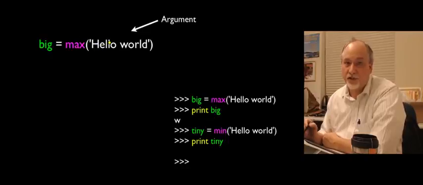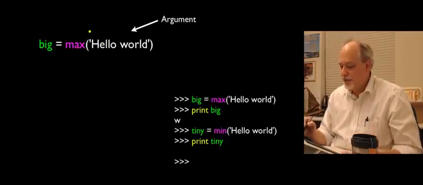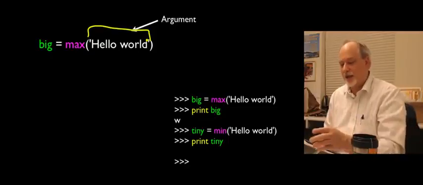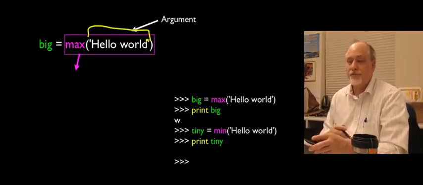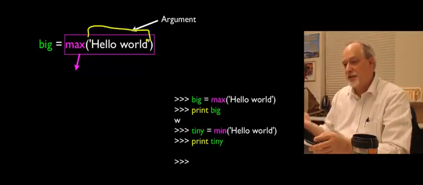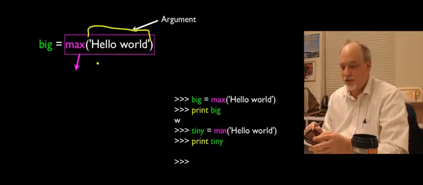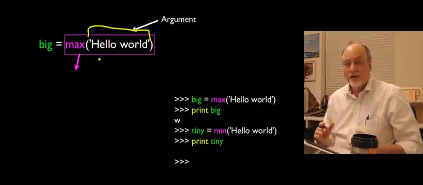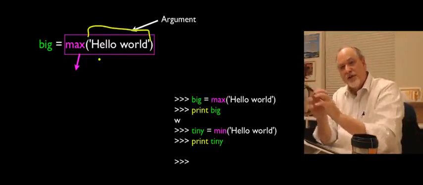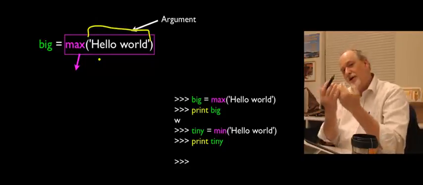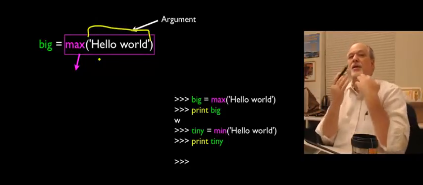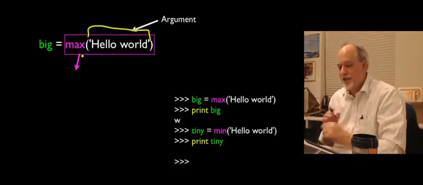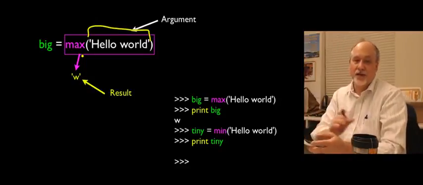So the max function can find the maximum of many different things. At this moment, we want it to find the maximum of that particular string, the highest character in that particular string. So this is the right-hand side of an assignment statement too. So that has to be evaluated to a value. So it goes into the function, does whatever things the function wants to do, and then the function gives us back a value that becomes the value for max parenthesis hello world. And that value in this case is the letter W.